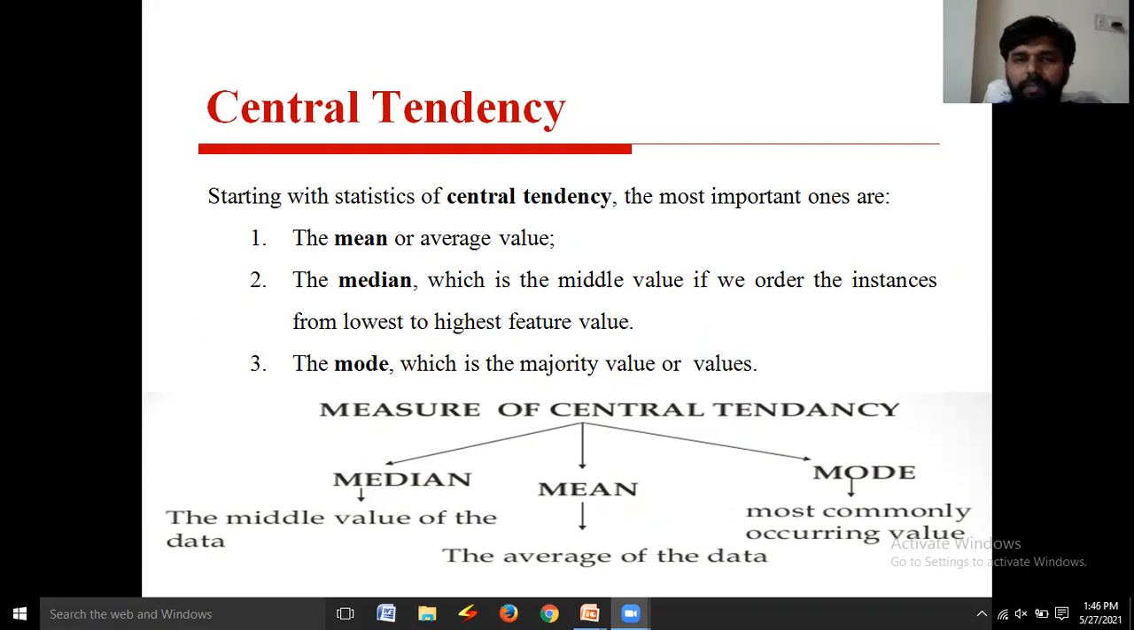See here, what is a mean? Mean is an average value. Suppose you take 5 values. The mean for those 5 values is calculated by using the formula: summation of all 5 elements by the total number of elements. Here the total number of elements is 5.